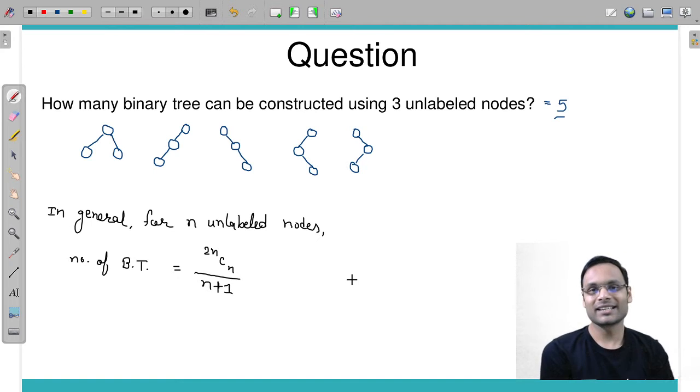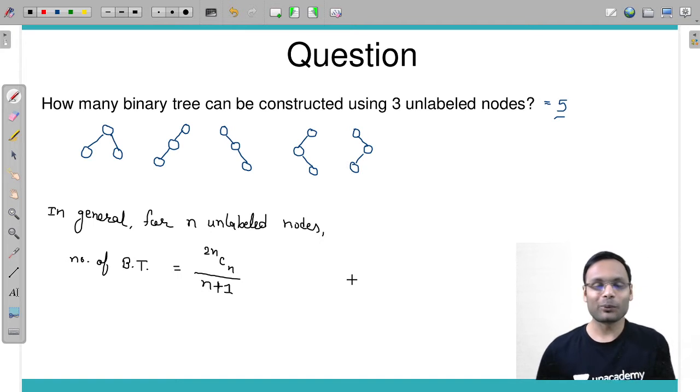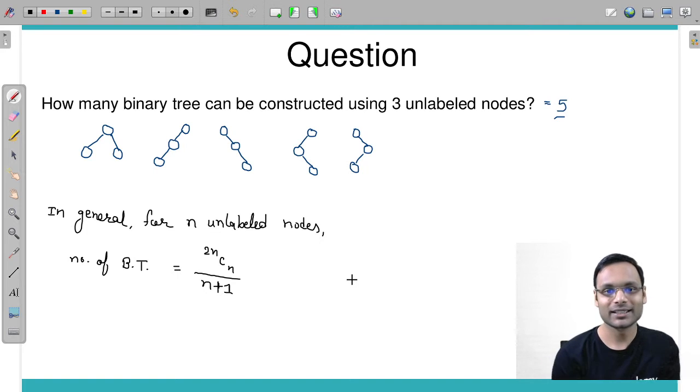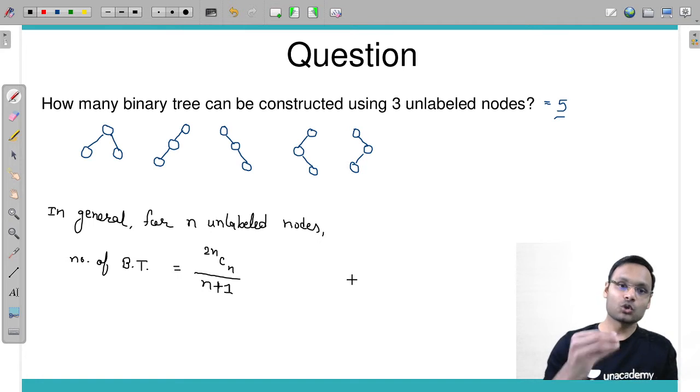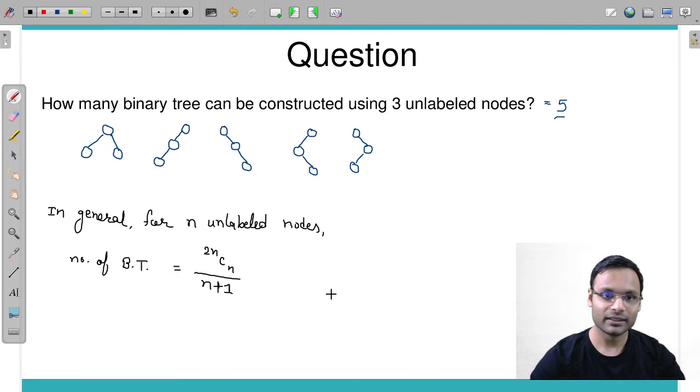There is a scientist at MIT, I am forgetting his name. He has collected some 200 problems on his website, and all those 200 problems are solved using this Catalan number. Yes, it's a Catalan number. Remember that it's a Catalan number and the formula we have here is 2nCn divided by n plus 1.